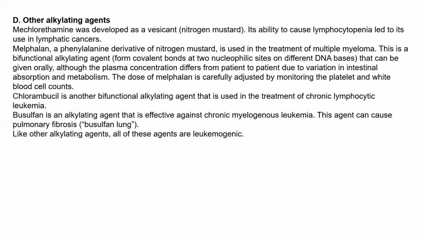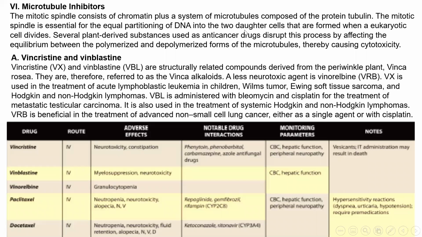Here we're done with the alkylating agents, and now we will start with another class. And this class is the microtubule inhibitors. But before moving forward with these agents, it is important to mention what the microtubules are. So there are what are called mitotic spindles, and these spindles are formed during cell division. Each spindle is composed of chromatin in addition to microtubules.